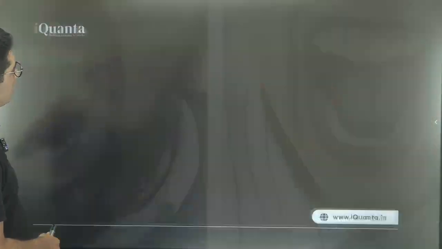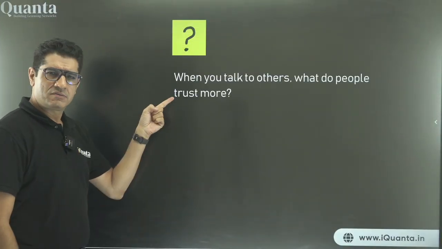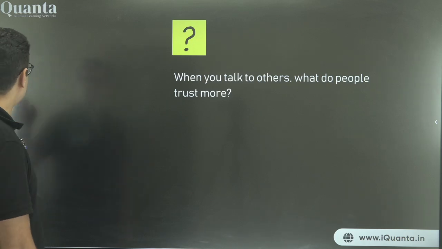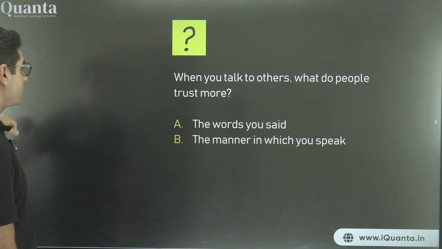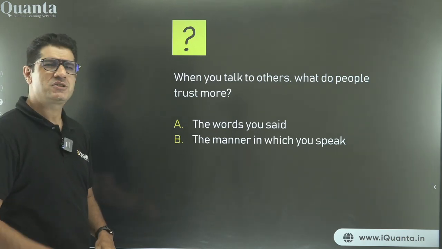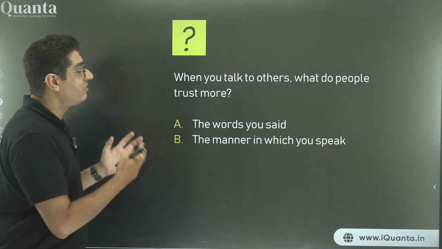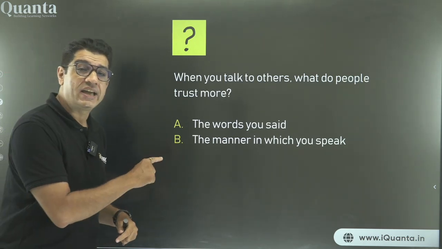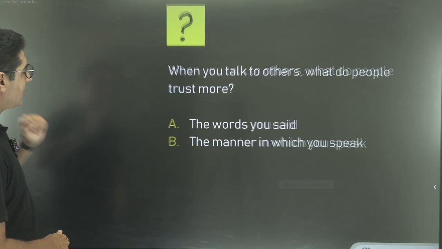But before I begin, I have a question for you. When you talk to others, what is it that people trust more? They trust the words you say, or they trust the manner in which you go on to say those words? What's your take? So keep that answer in your mind, and then you'd realize why I have this question at the beginning of our session. So let's start.